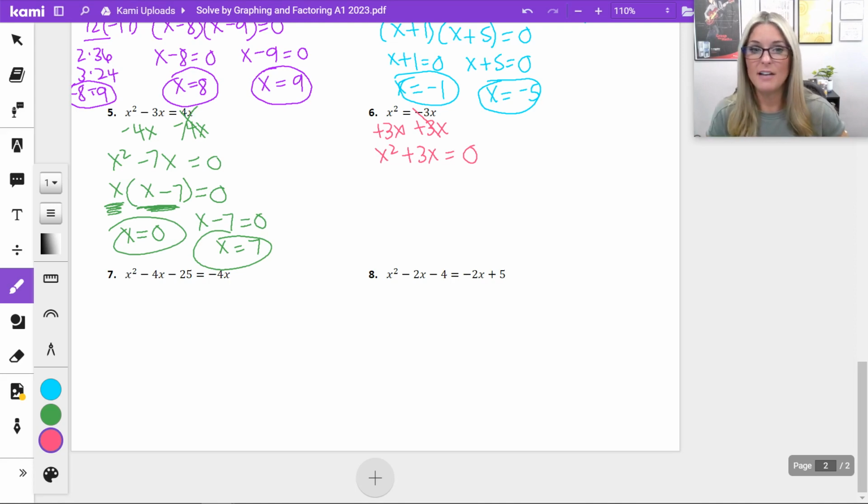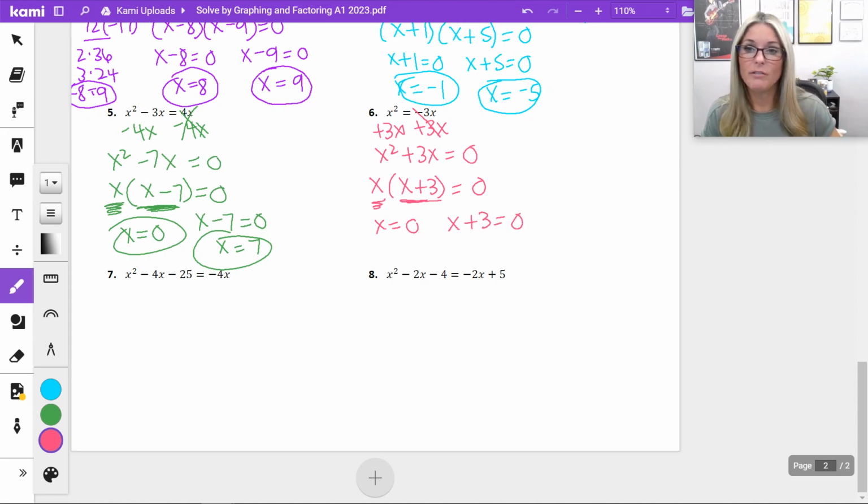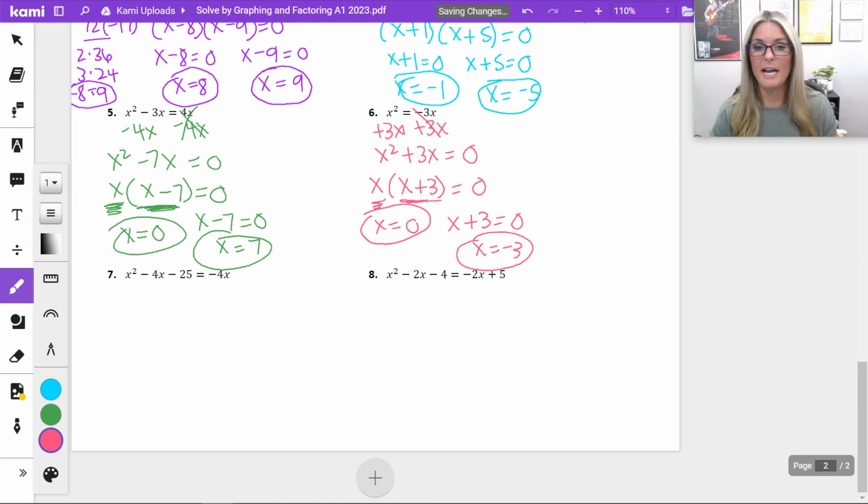This looks very similar to that last problem. Do they have a GCF in common? Of course, the x. When I remove it, I get x plus 3 left over. So there are two factors here. Set them both equal to 0. And solving each of them, the first one's already solved: x equals 0. The other one, when I subtract 3 from both sides, I get -3 as my other x-intercept. If I was to graph the related function, it would cross at 0 and -3.